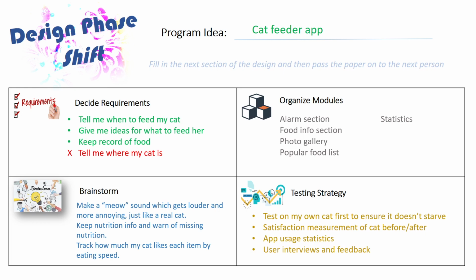Now, testing. Well, I'm going to test on my own cat. I will maybe measure the satisfaction of the cat somehow. Get the usage stats and use the statistics to see if it's working well. And then conduct some interviews and feedback from users. Okay, so that's my strategy. So hopefully now that I've done all that, I should have a good idea of how I can start designing or start coding my app.